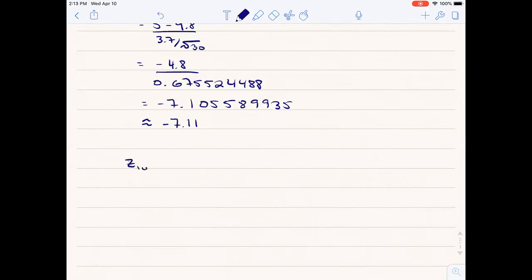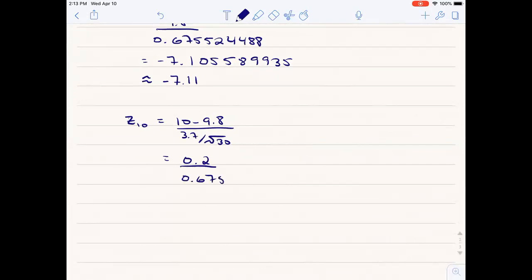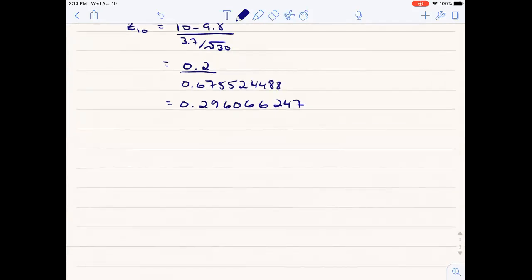So now we're going to calculate the z-score for 10 minutes. 10 minus 9.8 divided by 3.7 divided by the square root of 30. 0.2 divided by 0.6755244488 is 0.296066247. Rounding to 2 decimal places, I get 0.30.